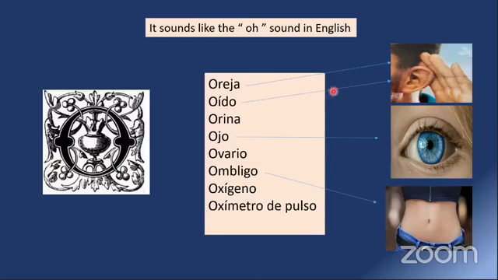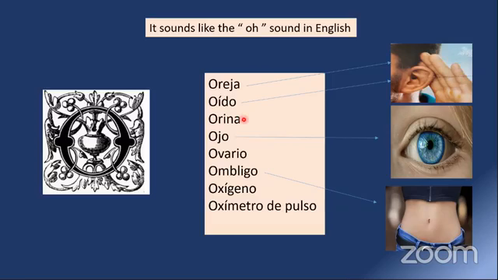Oído is the apparatus inside of the oreja that can help you to hear. So oído is the internal organ. Me duele el oído. If the patient in Spanish is telling you, me duele el oído, they are most likely talking about the internal part. If they want to tell you that something is external, they are going to tell you, me duele la oreja. Okay?